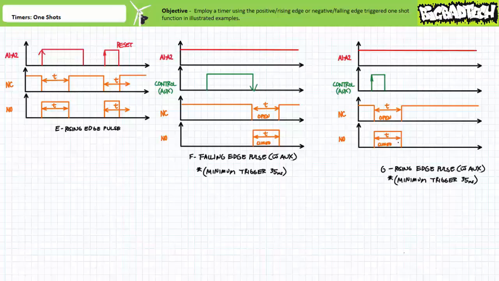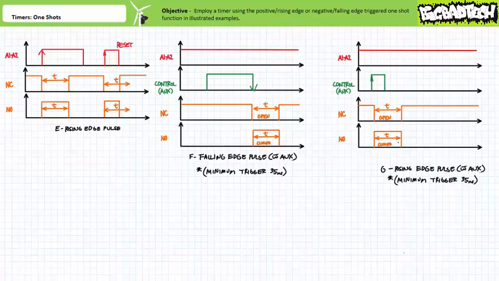Putting a timer executing the one-shot function to use. The one-shot function is characterized by the output temporarily assuming the activated state for the adjustable one-shot delay period after receiving a trigger event. After the one-shot delay period has elapsed, the outputs return to their deactivated state.